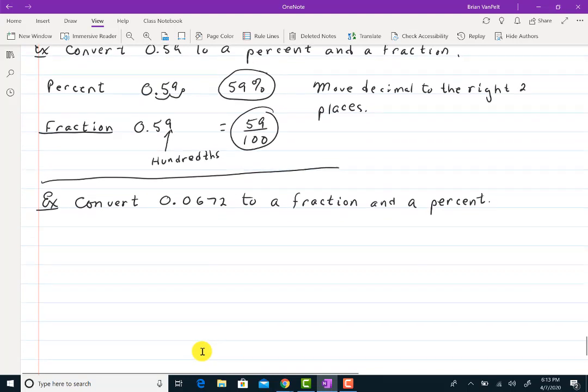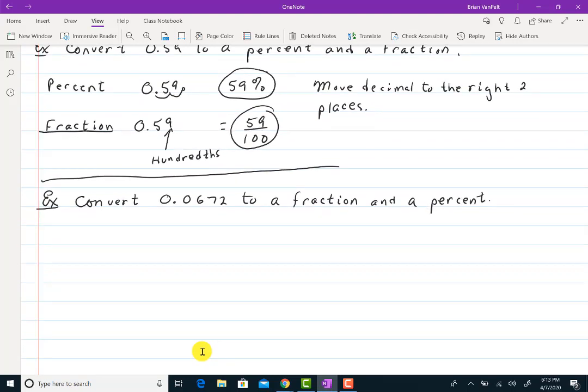In these, I don't see an advantage of doing one or the other first. Let me do the fraction first, just because it doesn't seem any more convenient. I'm just going to do it first because I wrote fraction first. All right, to convert to a fraction, you must know your place value names. So remember, after the decimal point, we have tenths, hundredths, thousandths, and 10,000ths. So that 2 there is in the 10,000ths position. So this as a fraction equals 672 over 10,000.